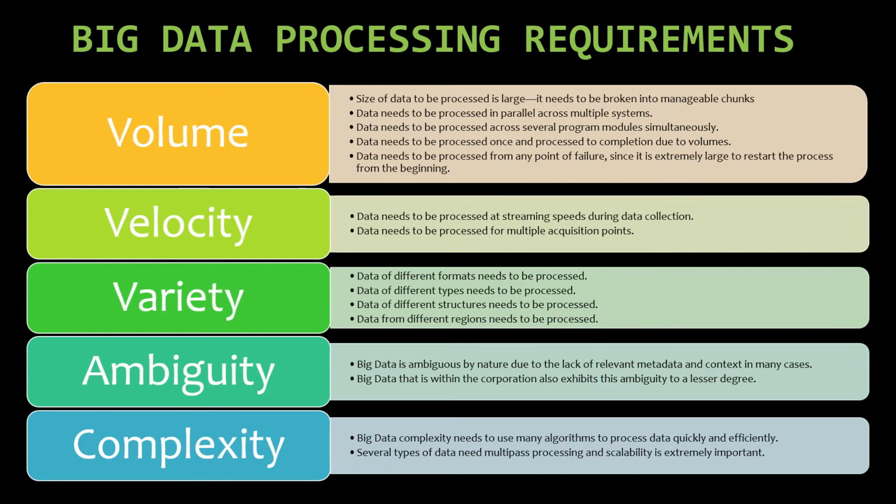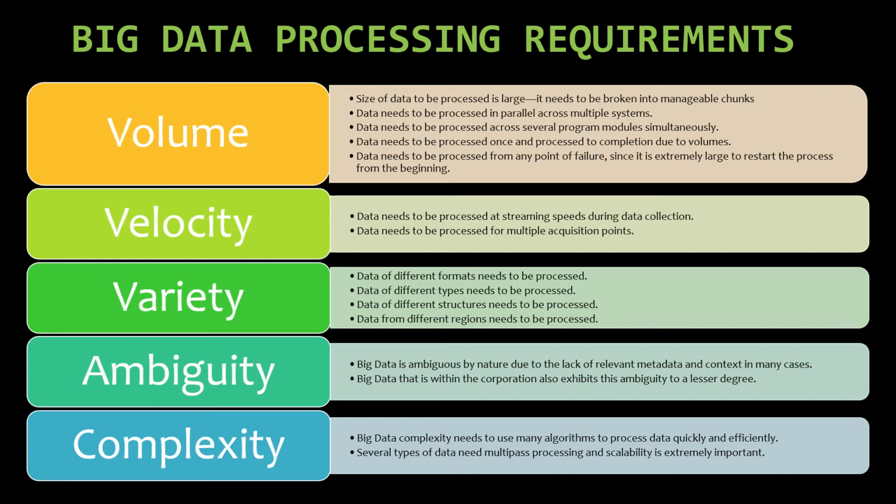Okay, now we will talk about the big data processing requirements. There are, of course, five requirements in big data, which include the 3 V's, as you already learned. There's the must-have in big data: volume, velocity, variety, and the other two are ambiguity and complexity.